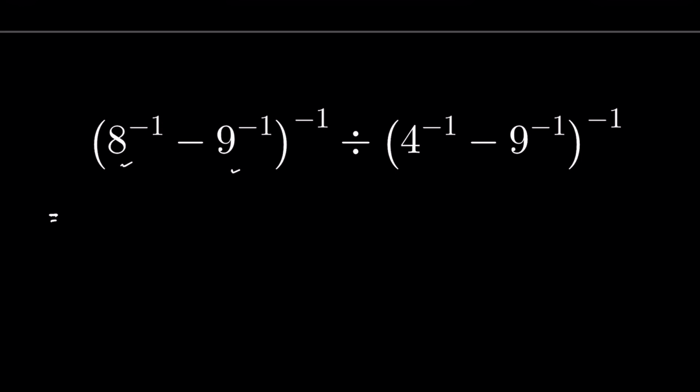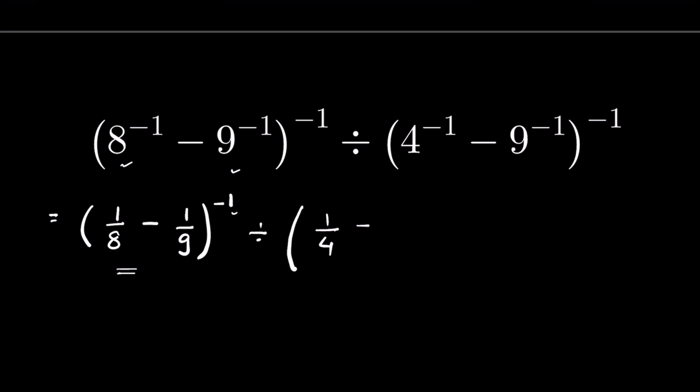8 raised to the power minus 1 means the multiplicative inverse of 8, that is 1 upon 8, and the positive opposite of the power minus 1 will be 1. So we don't need to write 1, simply we write 1 upon 8. So 9 raised to the power minus 1 is 1 upon 9, and whole raised to the power minus 1. We are not dealing with this exponent right now because we will first deal with this parenthesis, then we will come to this exponent. Here also 4 raised to the power minus 1 is 1 upon 4 minus 1 upon 9 whole raised to the power minus 1.